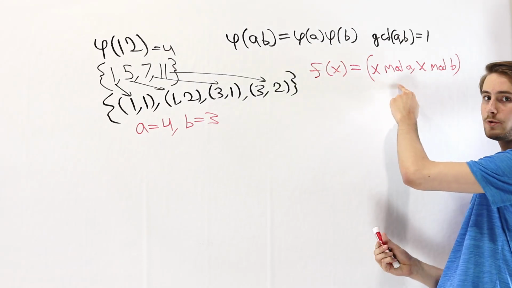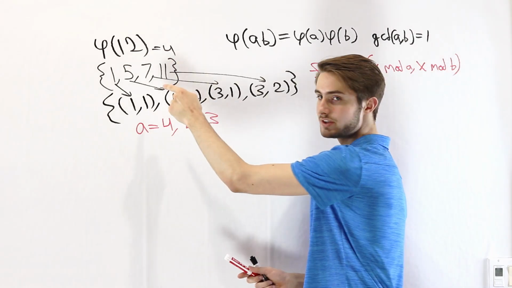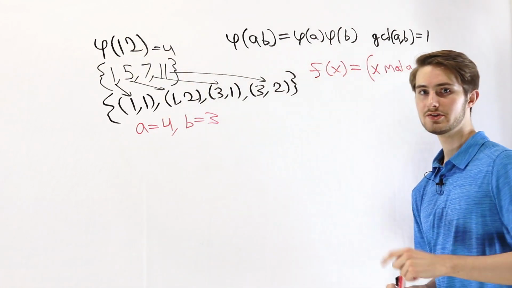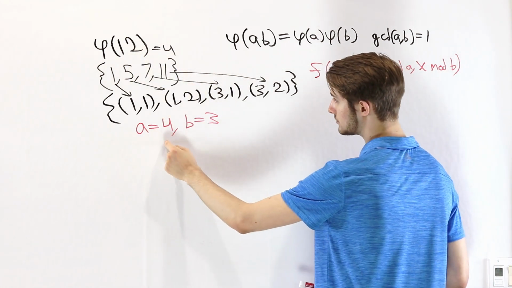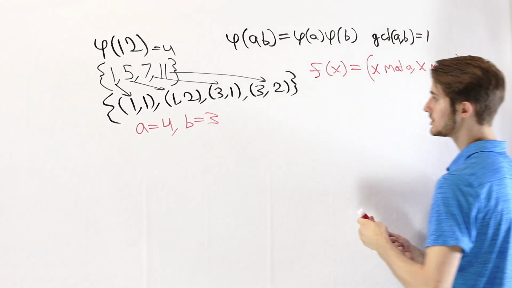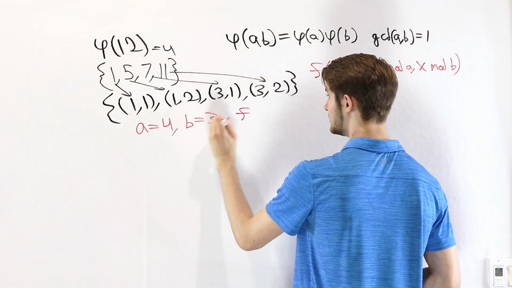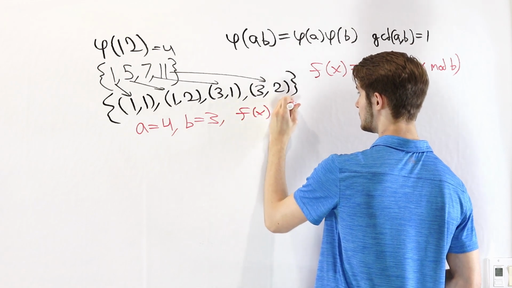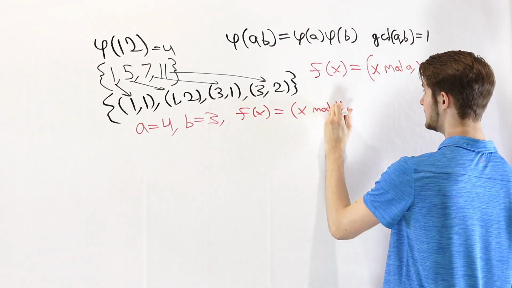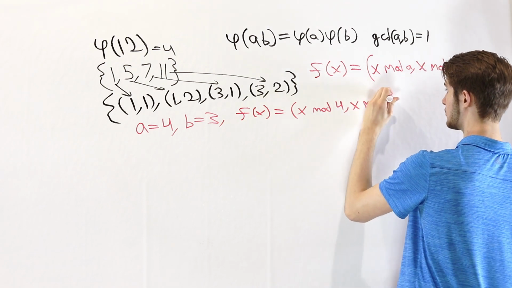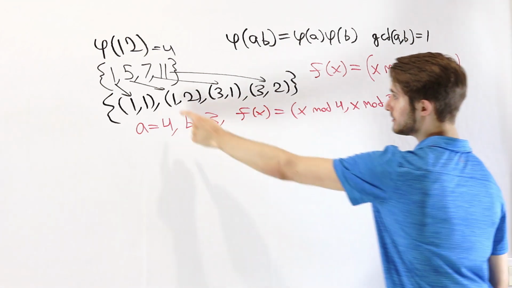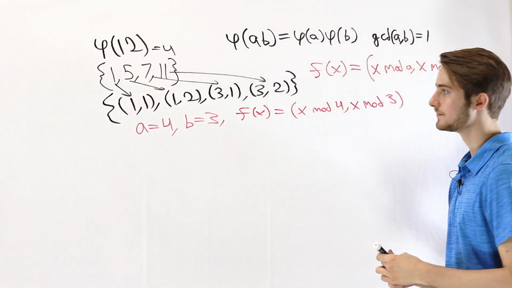If you aren't familiar with reducing numbers mod n, I have a video on that in the description as well. Let's take a look at how this function works using the example that we have right here. We're looking at phi of 12, and in this case, we're taking a equal to 4 and b equal to 3. So that means that our function here is going to be f of x is equal to x mod 4, since a is 4, and then x mod 3.